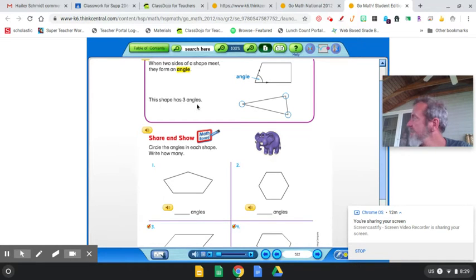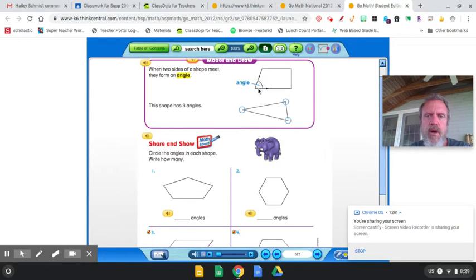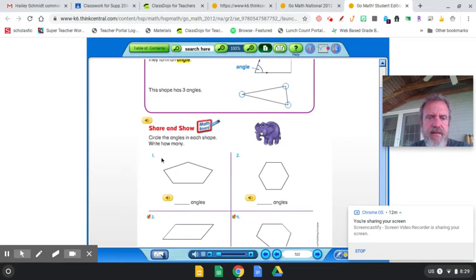This shape has 3 angles. So the quadrilateral has 1, 2, 3, 4 angles. The triangle has 1, 2, 3 angles. And when we mark those, we can make little lines like this. Watch this cool stuff. So let's say we have 1 angle, 2 angles, 3 angles, 4 angles, 5 angles. 5 sides, 5 vertices, 5 angles. Good.